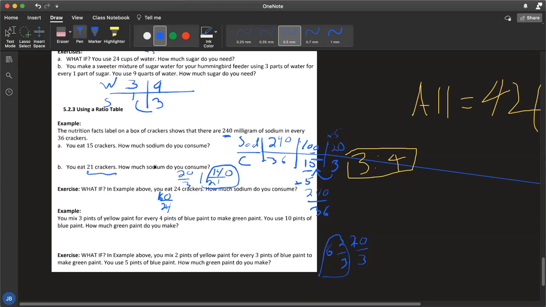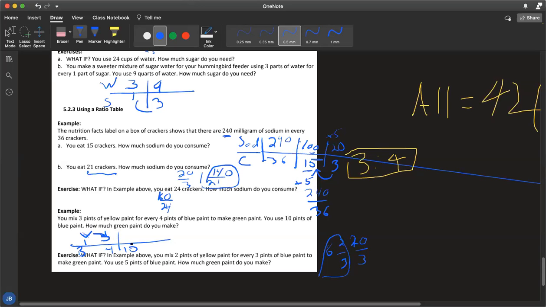Perfect. So now it says you mix 3 pints of yellow paint for every 4 pints of blue paint to make green paint. You use 10 pints of blue paint. How much green paint do you make? So we have yellow, and we have blue. And so we have a 3 to 4 ratio, and we use 10 blue pints. How much green are we going to make?